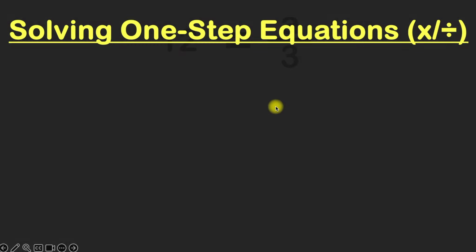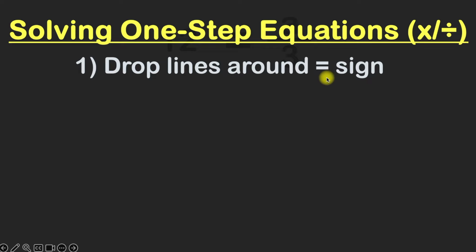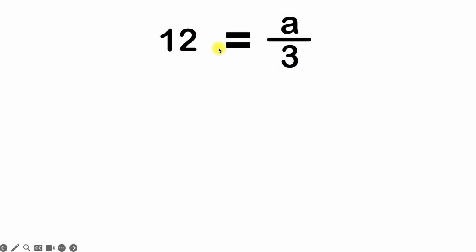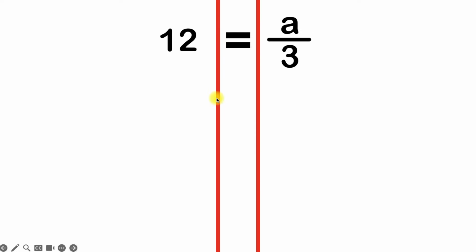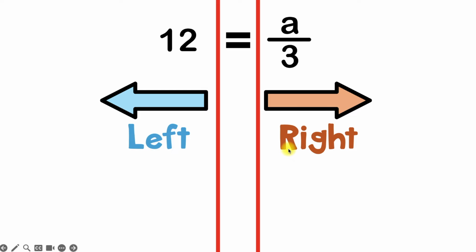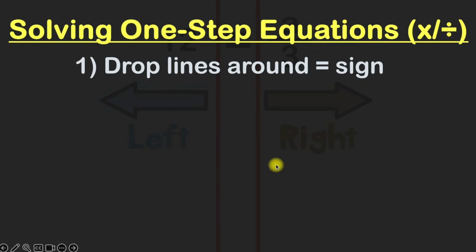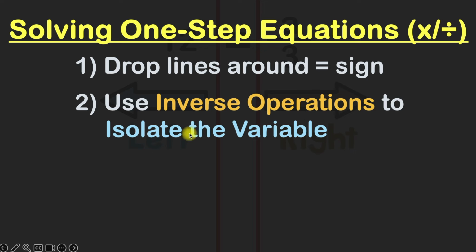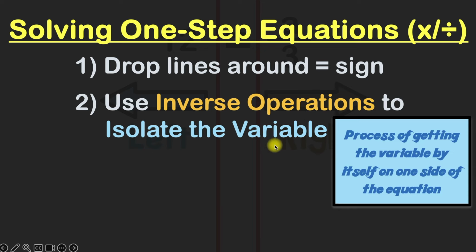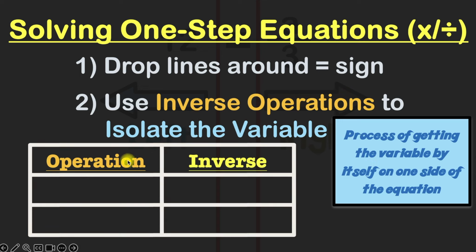So the first thing we should do is drop lines around the equal sign again. So we'll put a line down the left side of the equal sign and down the right side of the equal sign. This separates the equation into its left side and its right side. The next thing we should do is use inverse operations to isolate the variable. Again, isolating the variable is just getting the variable by itself, and inverse operations are opposite operations. So if we see multiplication, the inverse is division. And if we see division, the inverse is multiplication.